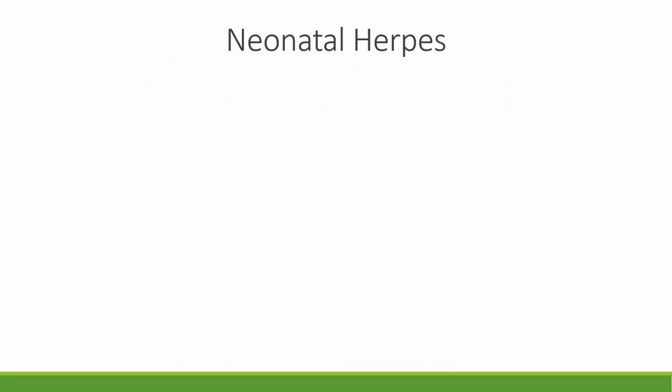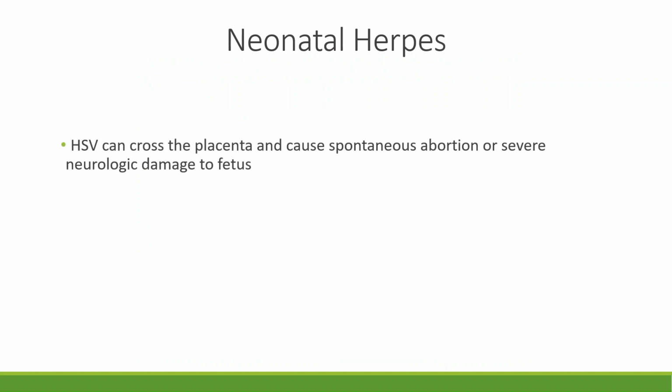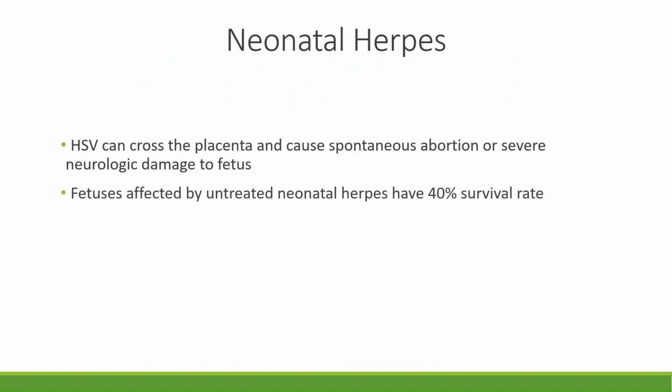Neonatal herpes is a serious infection that occurs when a baby is exposed to herpes simplex virus before or during birth. HSV can cross the placenta, meaning if a pregnant person has an active infection, the virus can reach the fetus, and this can lead to spontaneous abortion, premature birth, severe neurological damage in the baby, and so forth. If neonatal herpes goes untreated, the survival rate is only 40%. Usually that's not the case, though. The virus can spread through the infant's body, and it can cause organ failure, brain damage, or death.